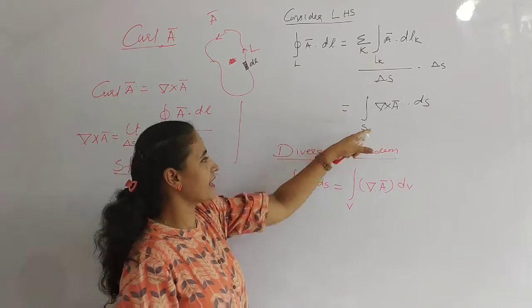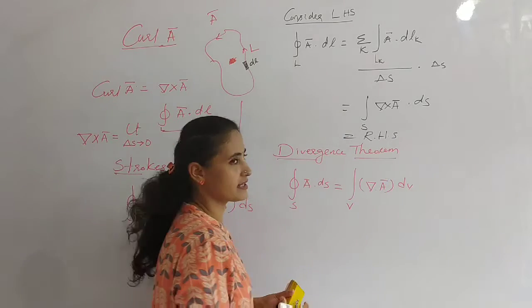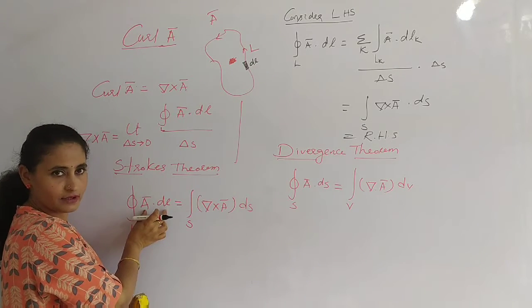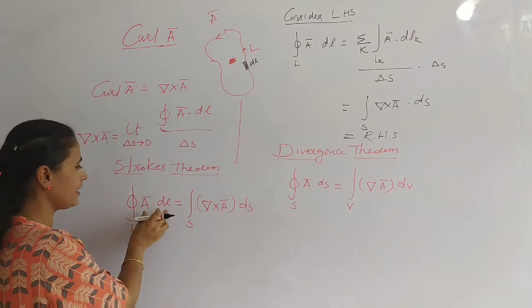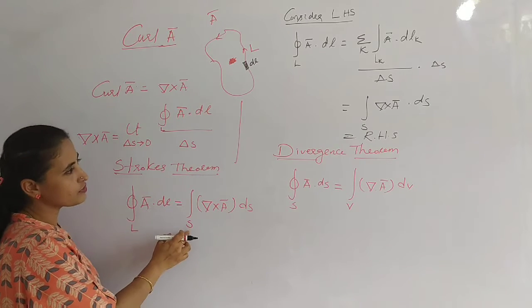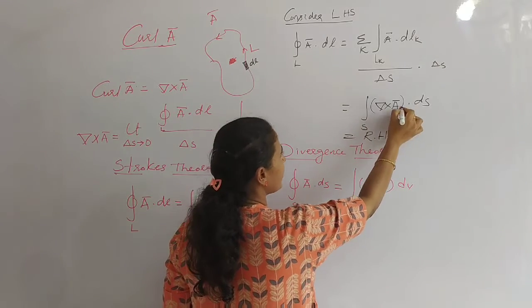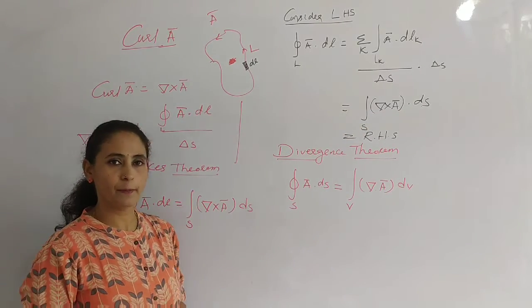So is it not our RHS? Yes, this is our RHS. What Stokes theorem says is that the line integral of A bar dot dl, which is nothing but the circulation around a closed path in a vector field A bar, is equal to the surface integral of curl of A bar dot ds. Hence Stokes theorem is proved.